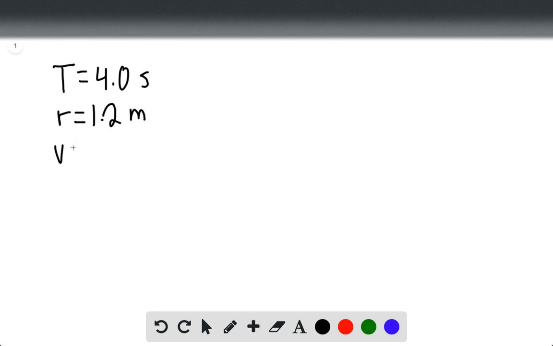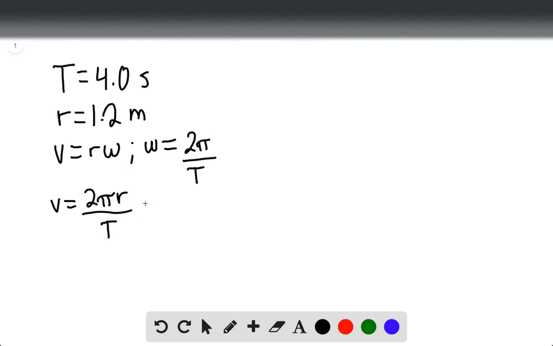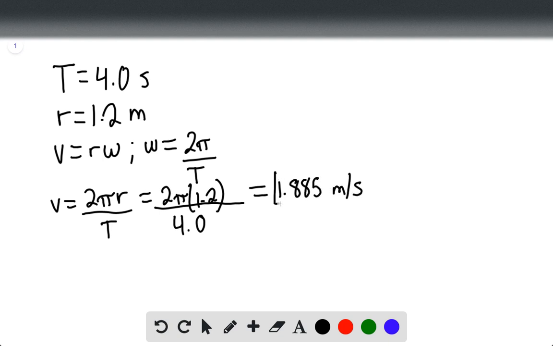So we know that the linear velocity equals the radius times omega, the angular velocity, and we know that the angular velocity equals 2 pi divided by the period. So we know that v equals 2 pi r divided by the period T, and this is going to equal 2 pi times 1.2 divided by 4.0, and we get 1.885 meters per second. So this will be your answer for part A, the linear velocity of the child on the merry-go-round.